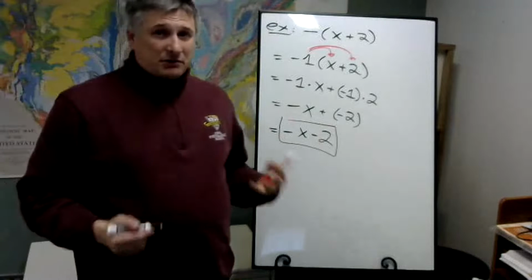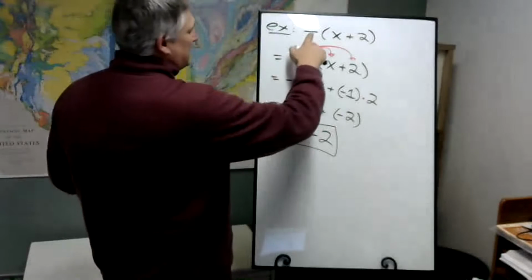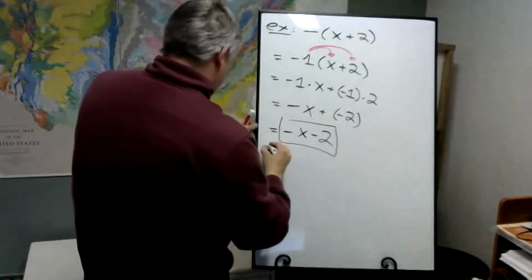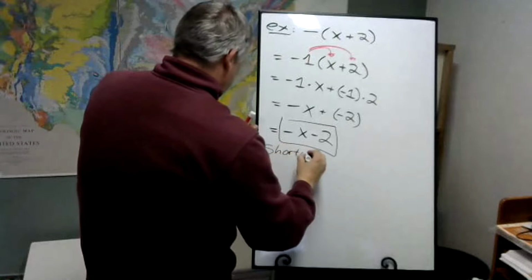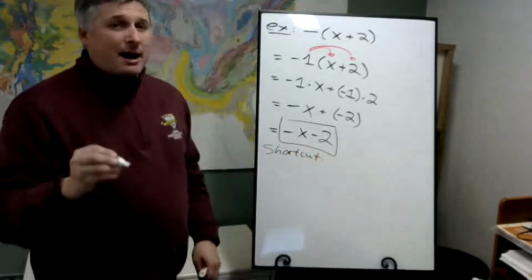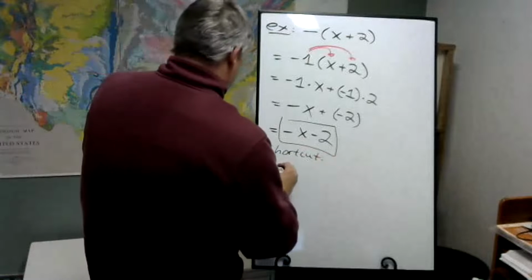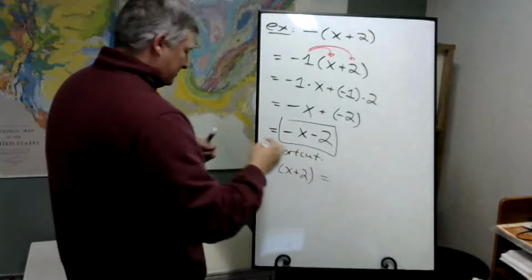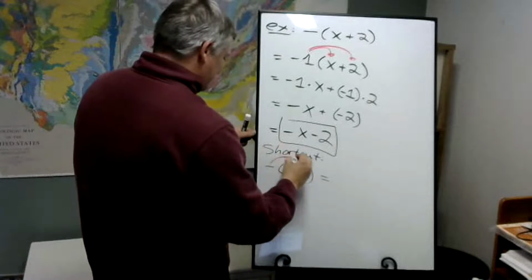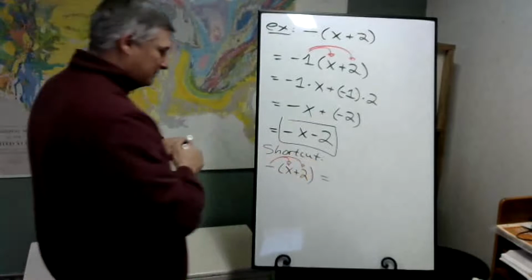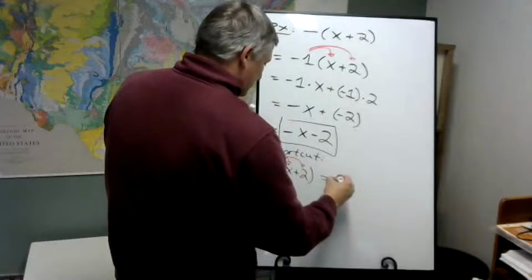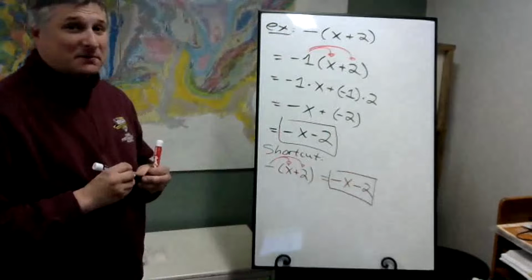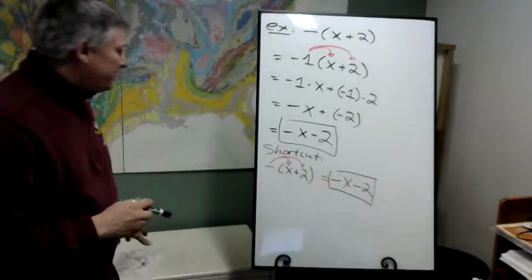Now, as you might imagine, there's a shortcut here. And what we do is we can take this minus sign and we'll distribute it to the x and to the 2. And we'll treat it like it's the opposite operator. So we'll take the opposite of x, the opposite of 2, because it's a positive 2, so we'll get negative x, negative 2, or subtract 2, and that's your answer. Let me do another example with this.